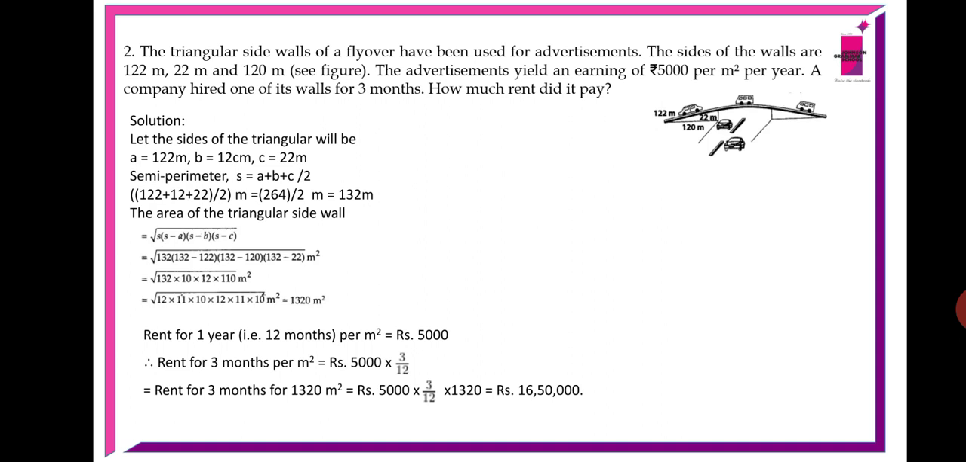Now the rent for 1 year, that is for 12 months, per square meter is 5,000. But the rent for 3 months, if you calculate, is 5,000 into 3 by 12, because in a year you have 12 months. So a quarter part of the year, that is 3 by 12 or 1 by 4, you can take directly. So the rent for 3 months for 1,320 square meters will be 5,000 into 3 by 12 into 1,320. After simplifying you will get rupees 16,50,000.